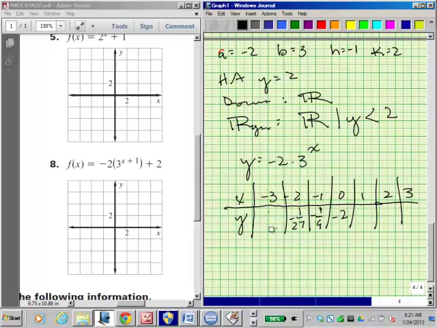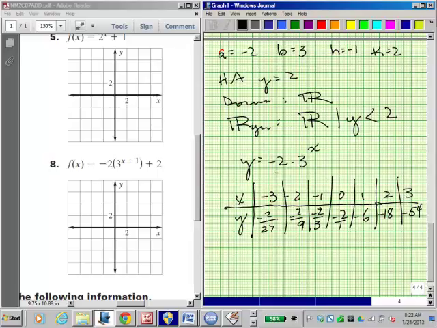I should be using a calculator. Sorry, guys. All right. Negative 3 is 1 over 27 times negative 2. It's negative 2 over 27. Negative 2 over 9. Negative 2 over 3. Negative 2 over 1. Negative 6. And negative 18. And negative 54. Okay, you guys agree?